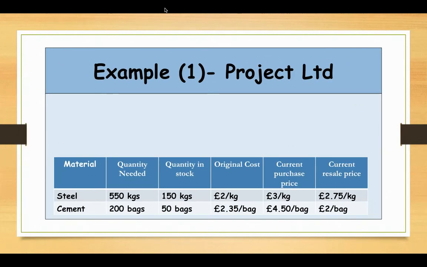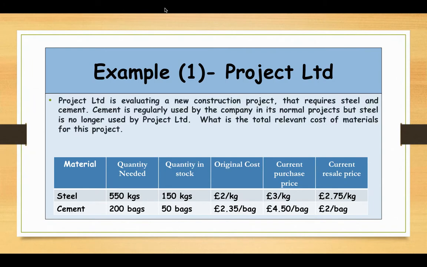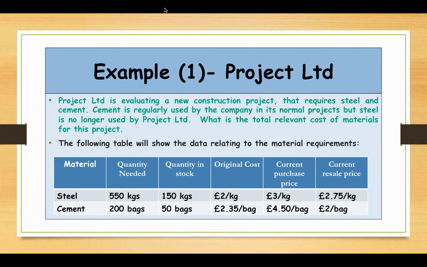So we'll see this example called Project Limited. We'll quickly have a look at this question. Project Limited is evaluating a new construction project that requires steel and cement. Cement is regularly used by the company in its normal projects. So from our previous example, we know if a material is regularly used by the company, then the relevant cost of that material is the current purchase price.